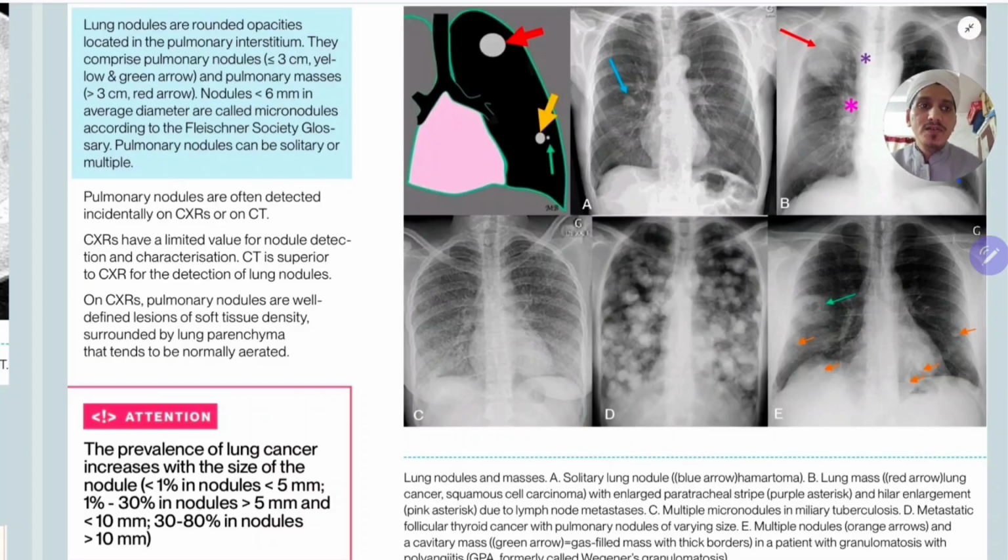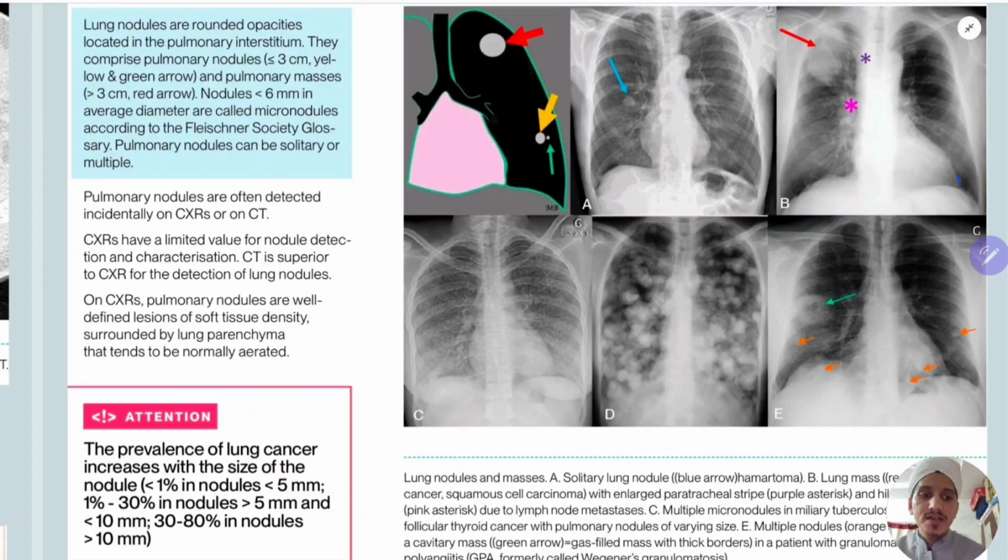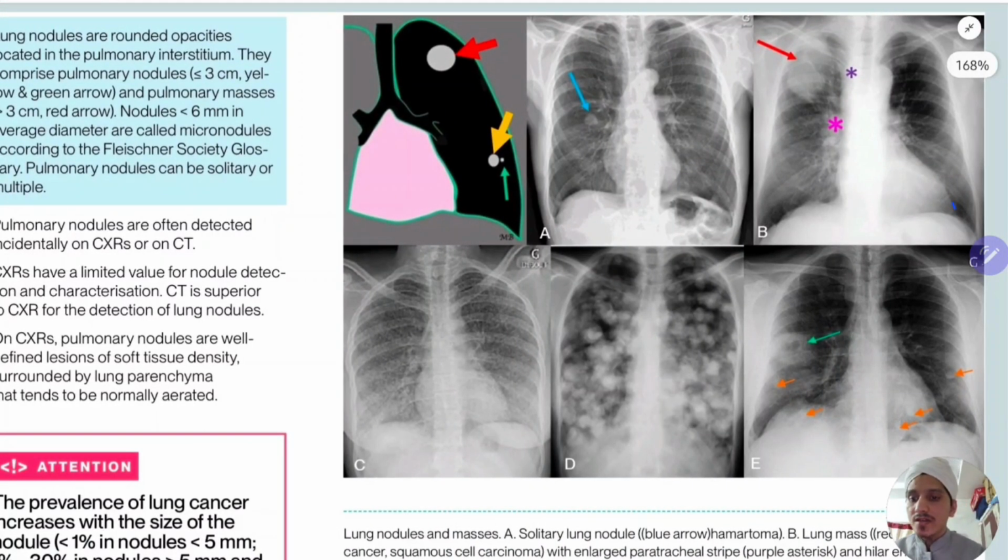I will take this downside and this one here. So we can see here, this is a mass, these are nodules. This is less than or equal to 3 cm, but this pointed thing is a micronodule, so this is a macronodule and this one is a micronodule. This yellow one is a macronodule and this green one is a micronodule, but both are nodules and this is a mass.